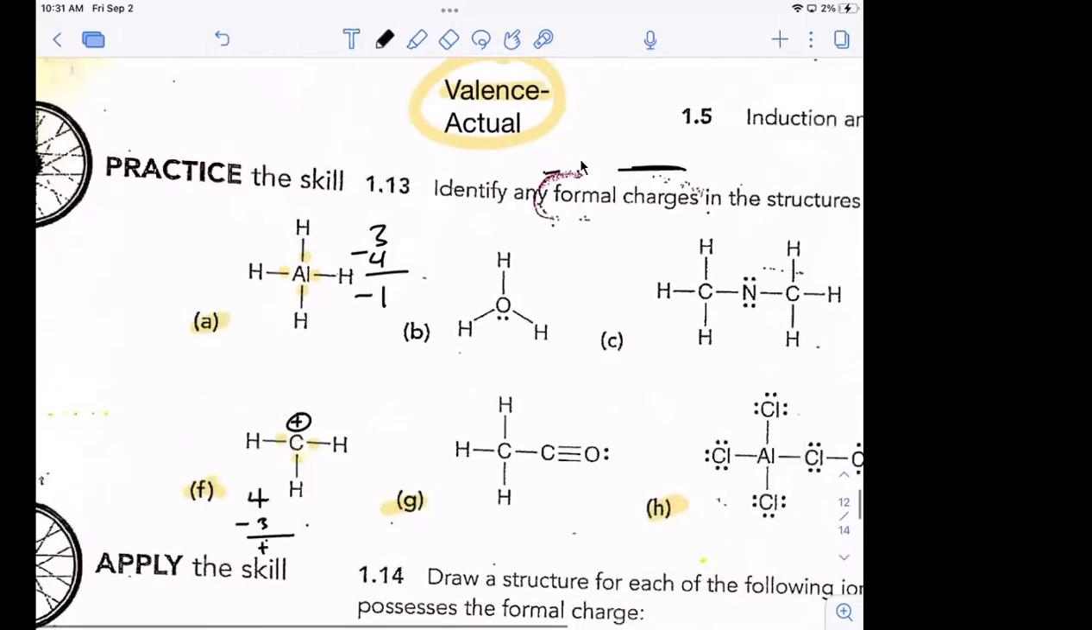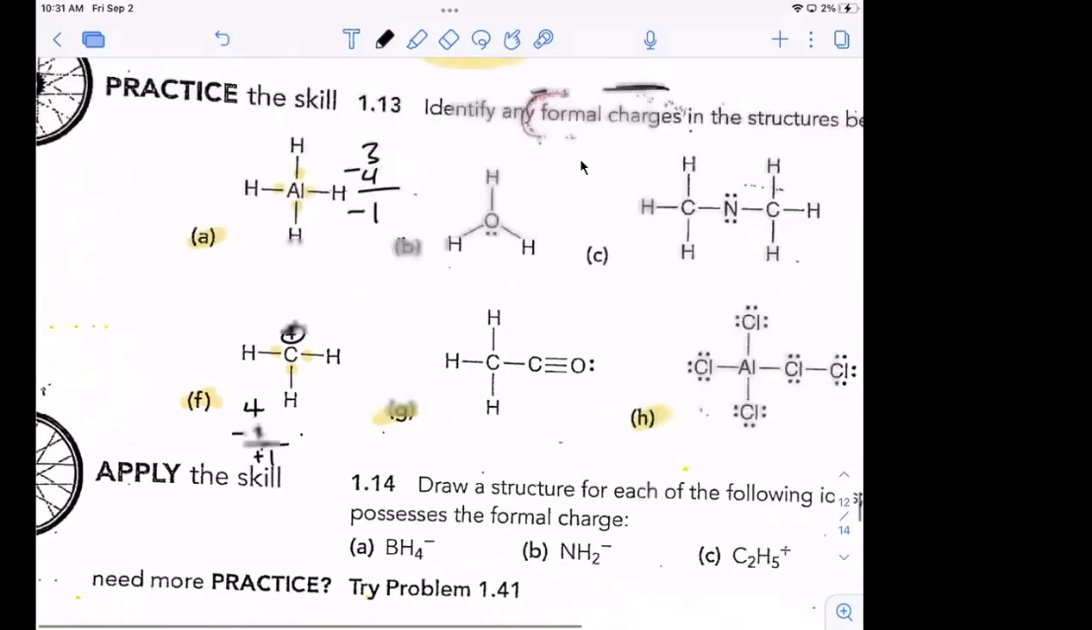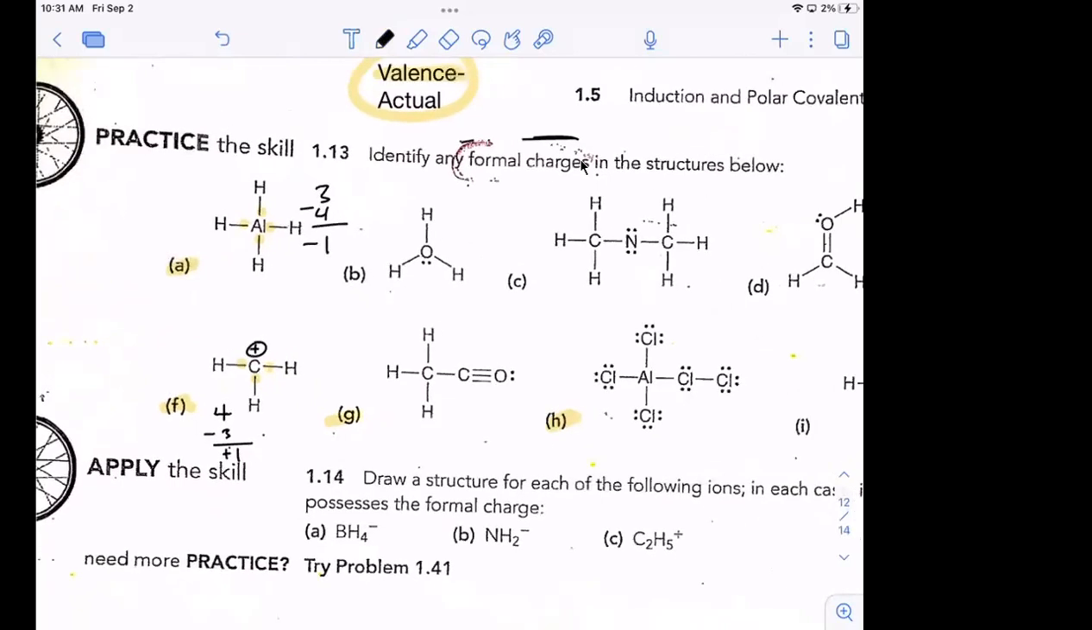All right, questions? Is everybody okay with that? I'm pushing through this quickly because this is a concept where, if you know how to count the electrons, then you're good.